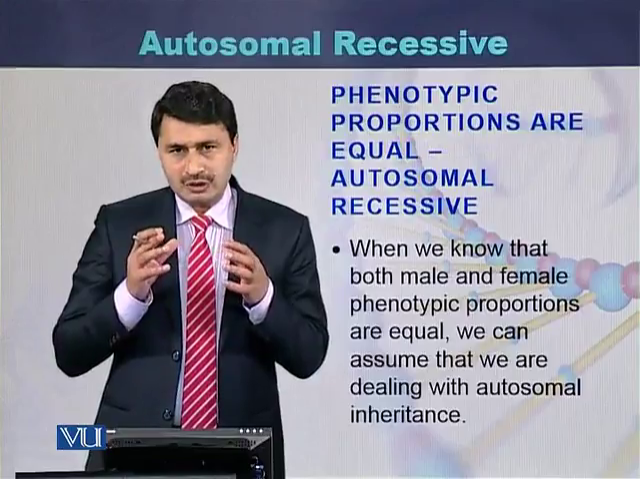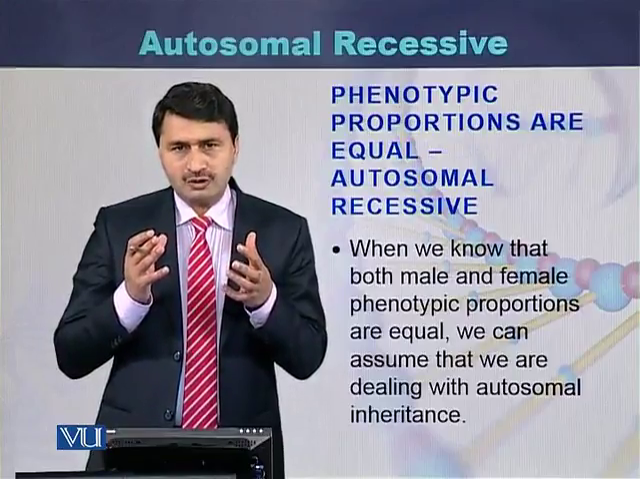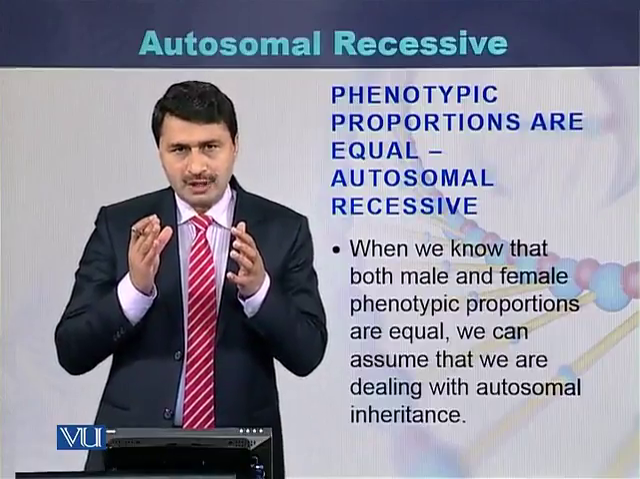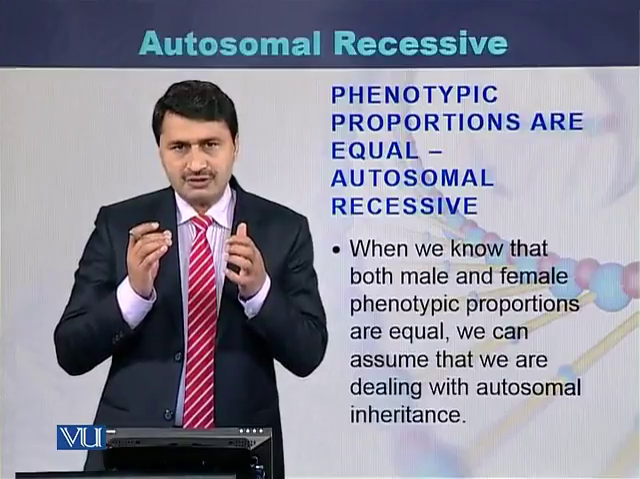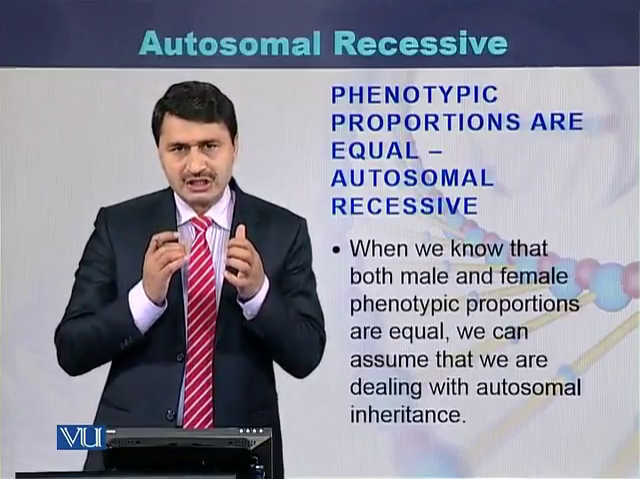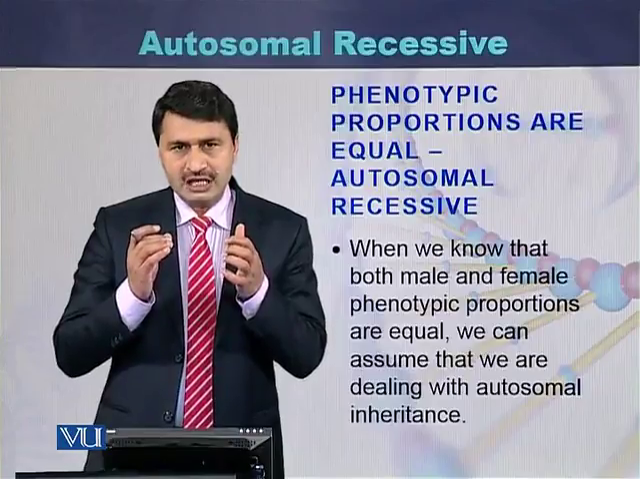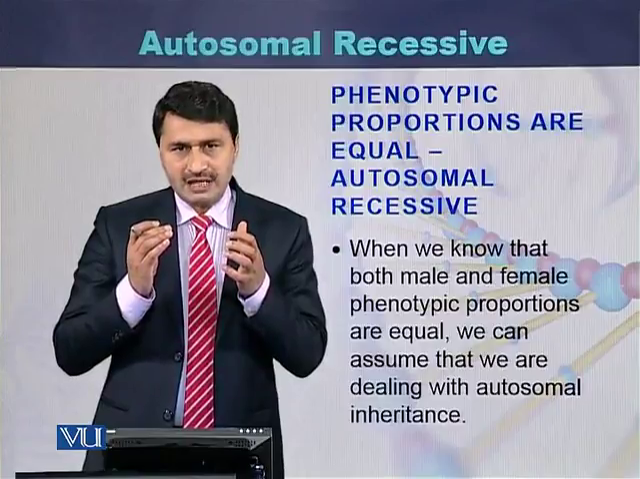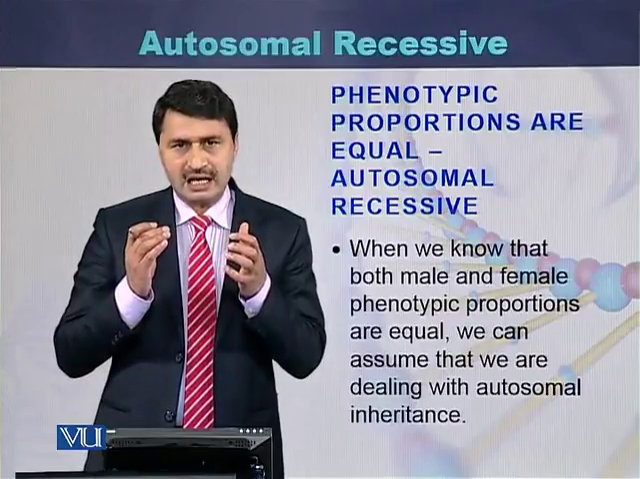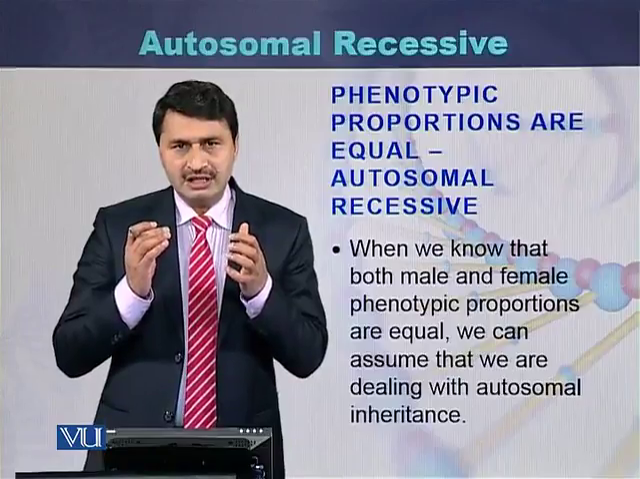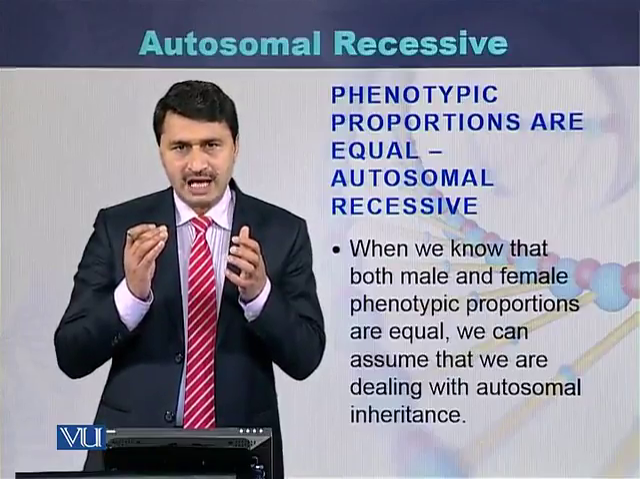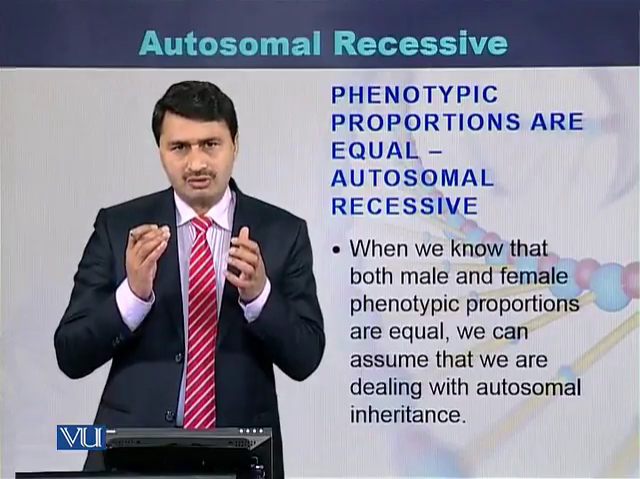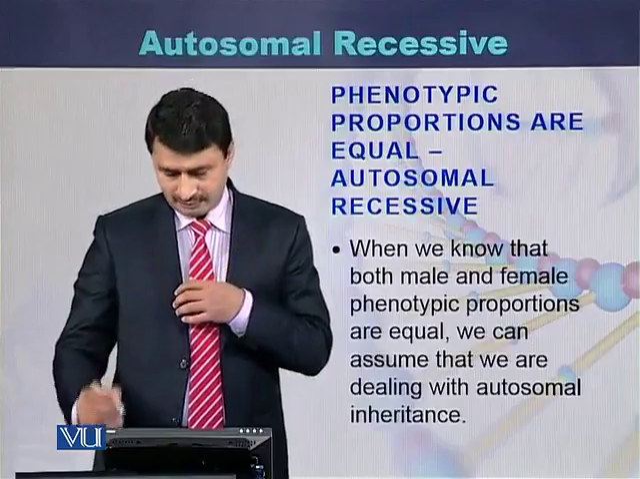Phenotypic proportions are usually seen to be the same in both sexes. Both parents are phenotypically normal, but they have children. If we look at the proportion between the male children and the female children, we see that the proportion is almost equal, and the parents are unaffected but have affected children. If we see such a pattern of inheritance, then we assume that the pattern of inheritance is autosomal recessive, or recessive.